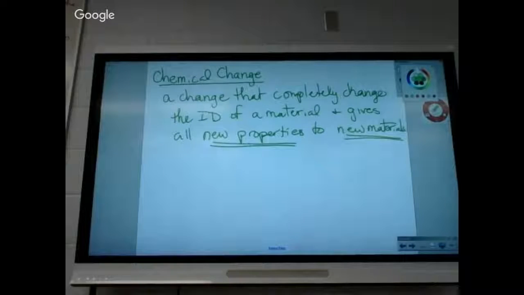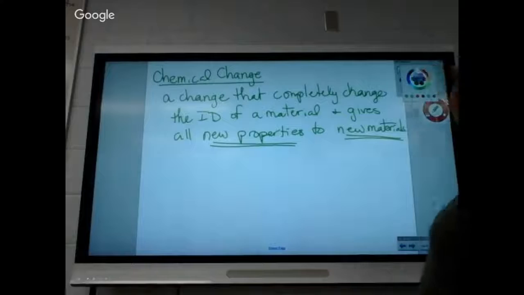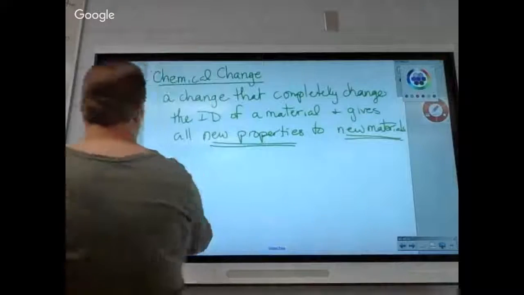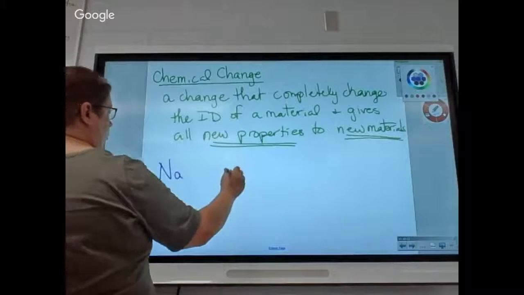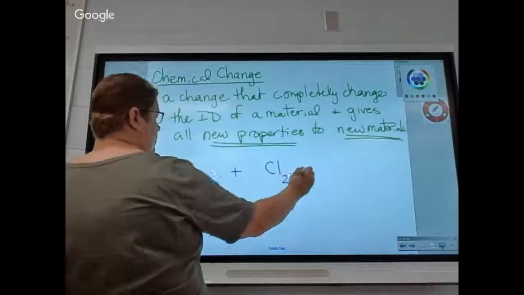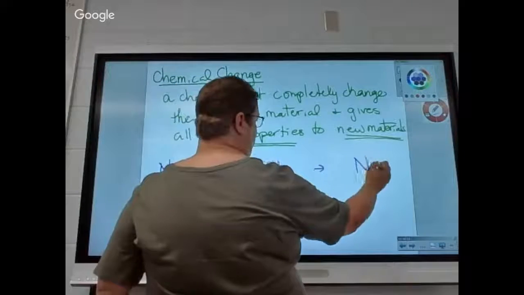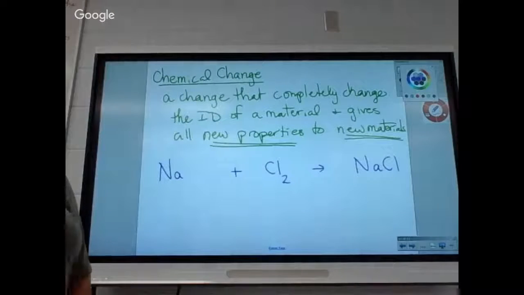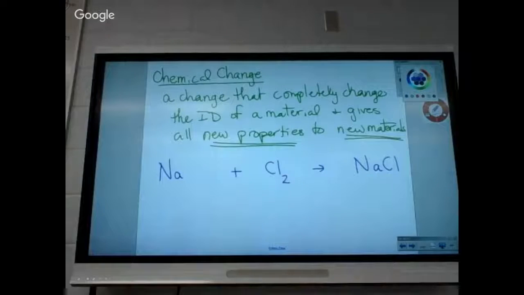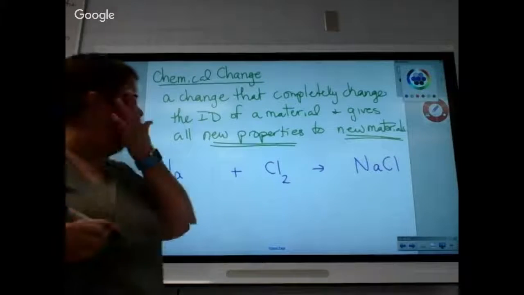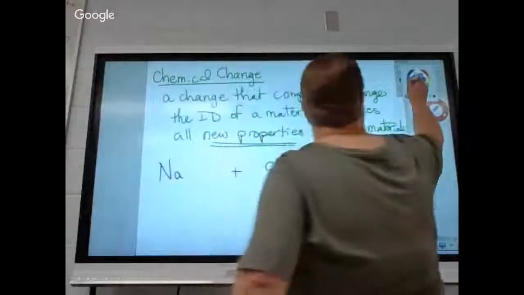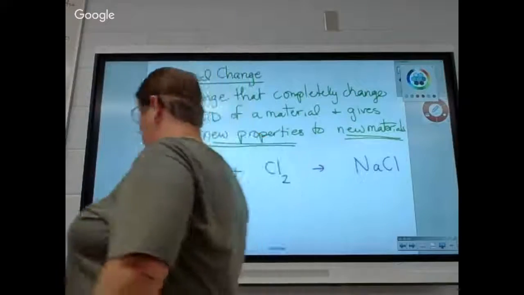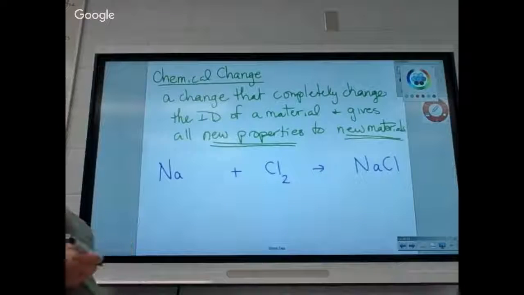Now, to illustrate that, we're going to look at sodium plus chlorine to make salt. Okay? Everybody in here at some point in your life has used table salt. Got it at home, most likely. Mom's probably said get it out of the cabinet and put it in the salt shaker, maybe. Now, sea salt would look similar.